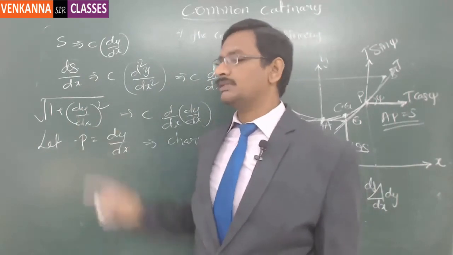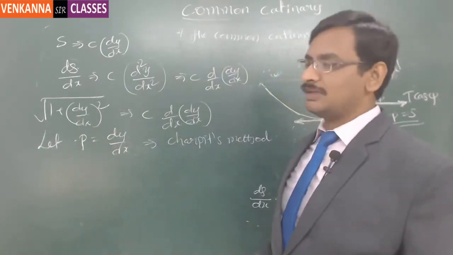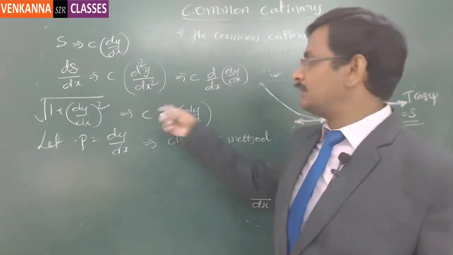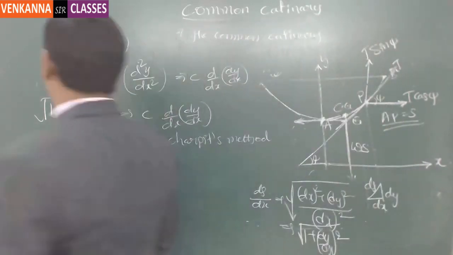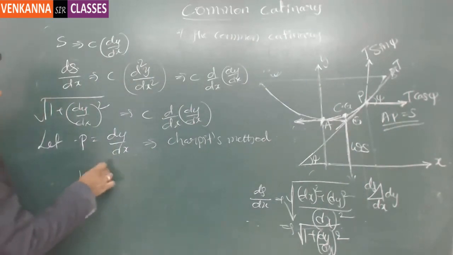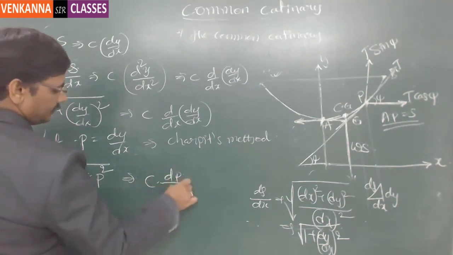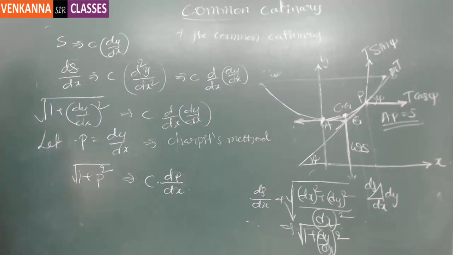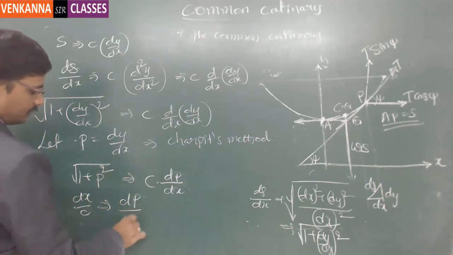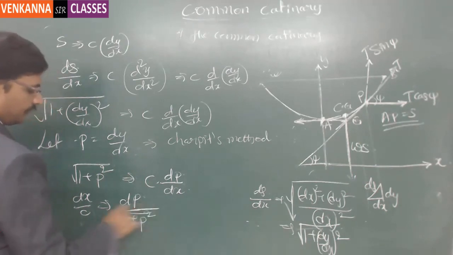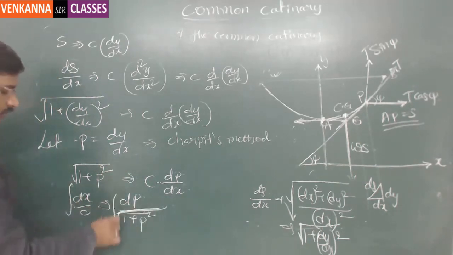So this is out of syllabus for UPSC, but for understanding the common catenary, we have to adopt this method. So square root of 1 plus p square is equal to c times dp by dx. Now if you notice this, you can solve it. This is a first order differential equation. Here p and here p. So dp by dx is there, you can easily solve it. So dx by c is equal to dp by square root of 1 plus p square. By the variables separable method, you will be able to solve this.